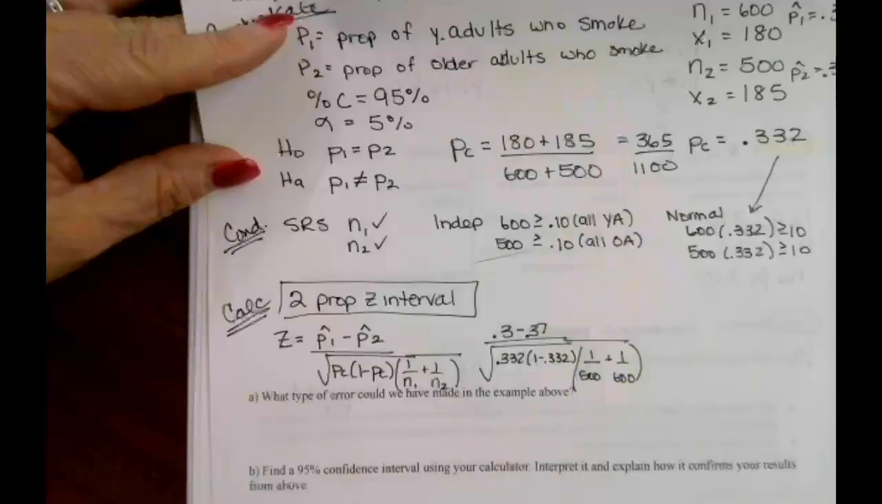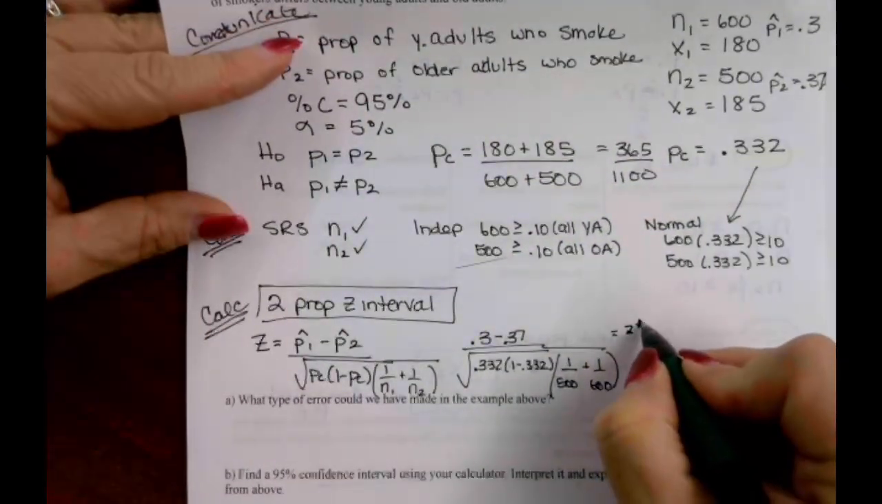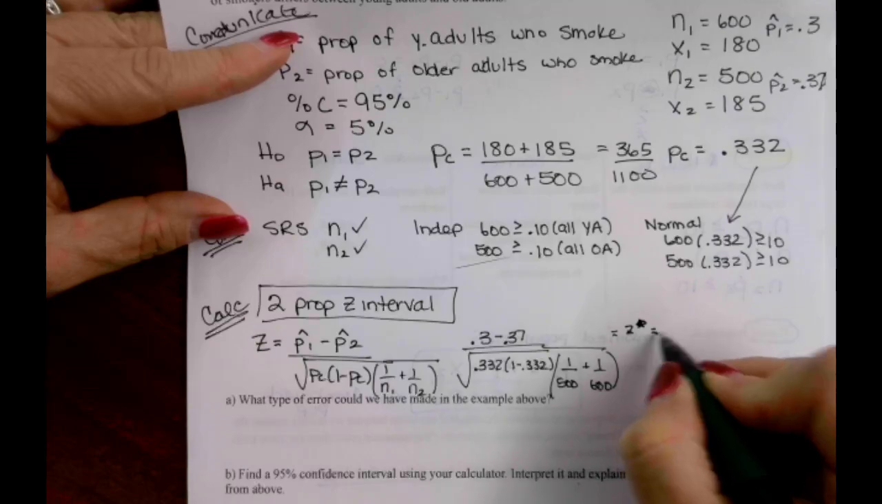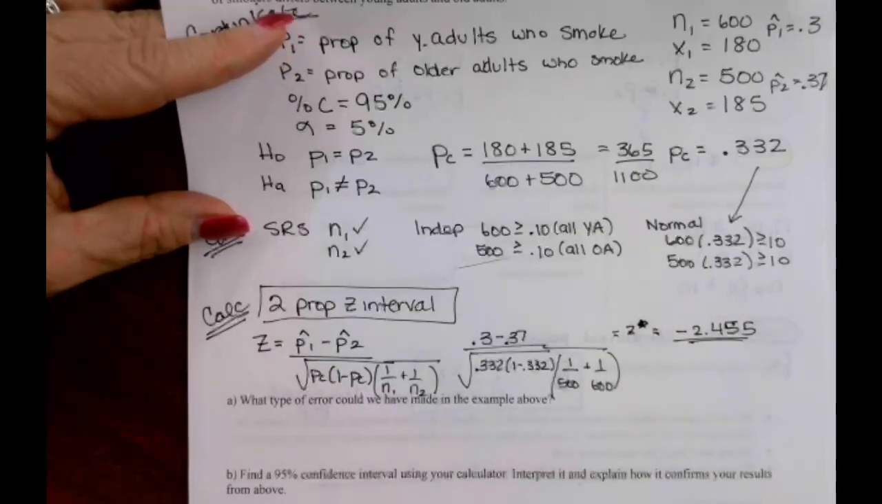Hold on. I'm not going to waste your time. I already know what this value is. My Z-star value. Or it's not Z-star. My Z value is negative 2.455. Sorry. Yeah, 2.455. All right, so that's my Z-star value.